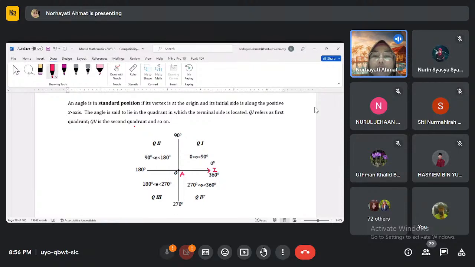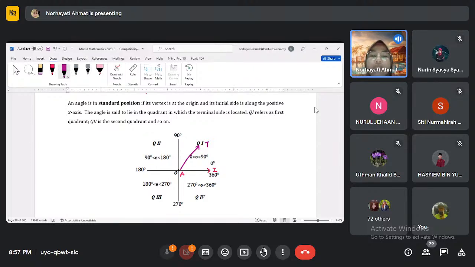Okay, Q1 refers to first quadrant. So if we have terminal point here, okay, so this is terminal point. So we have an angle in first quadrant. Okay, kalau dia berada pada kuadran yang pertama, means the angle is less than 90 degree. Okay, if the angle is less than 90 degree, therefore we have an angle in first quadrant.